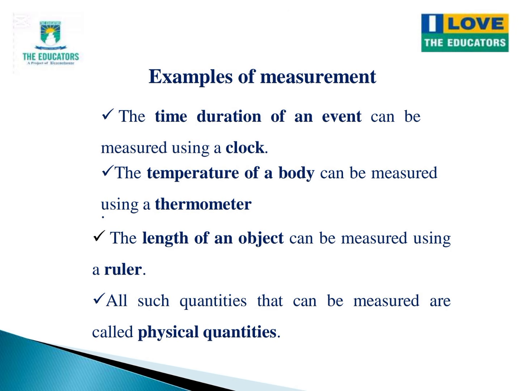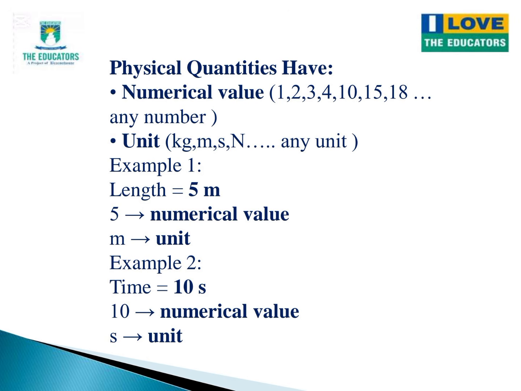Students, every physical quantity has two main parts. The first part is the numerical value, which is a number like 1, 2, 3, 4, 10, 15, 19, 18, 62, 73, any number. The second part is the unit, which tells us the measuring unit. For example, length is equal to 5 meter. Here 5 is the numerical value and meter is the unit.